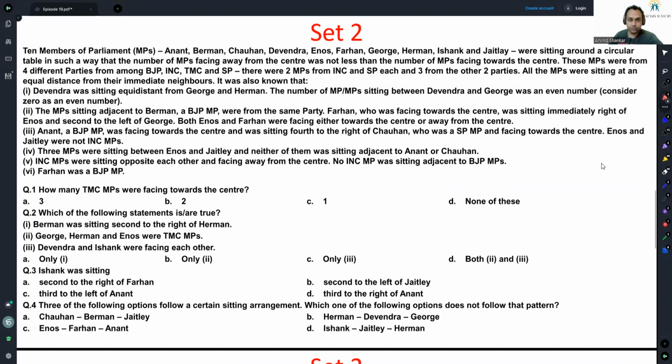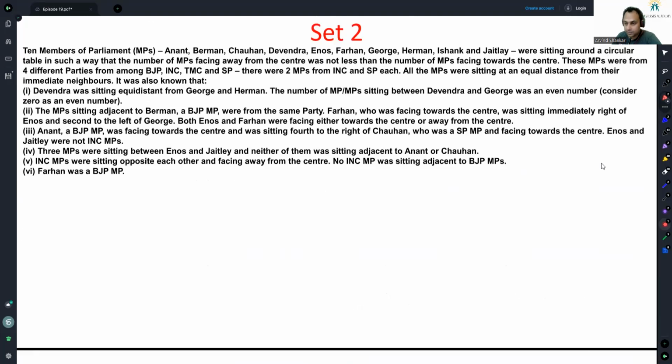Okay. So the number of MPs facing away from the center is greater than or equal to those facing towards the center. These MPs were from 4 different parties from among BJP, INC, TMC, and SP. There were 2 MPs from INC and SP each, and 3 from the other 2 parties. Okay, so BJP has 3 MPs, INC has 2, TMC has 3 MPs, SP has 2. All the MPs were sitting at an equal distance from their immediate neighbors. Okay, basically this is a circular arrangement question.